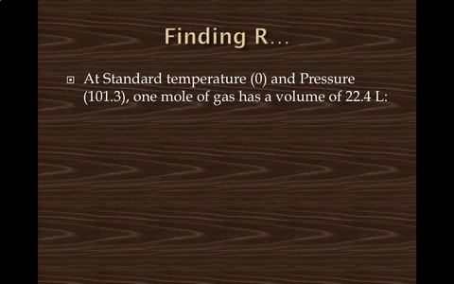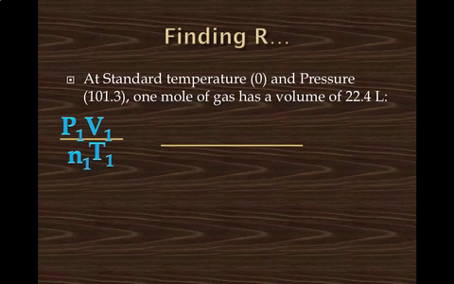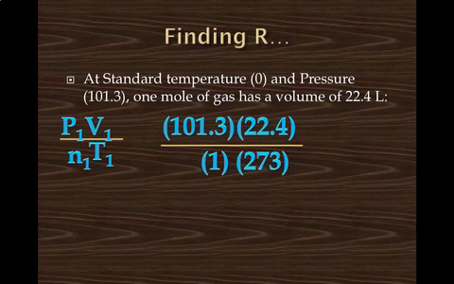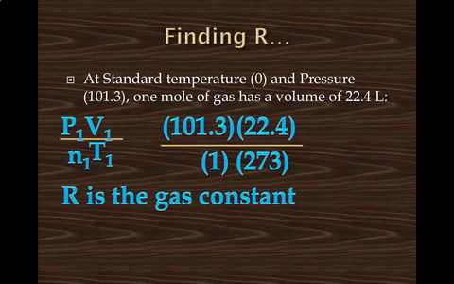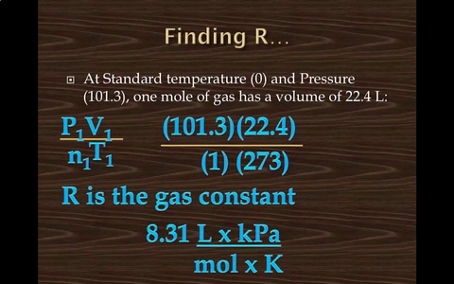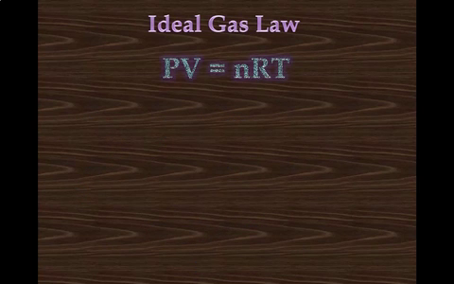So at standard temperature, which is 0 degrees Celsius, and pressure, which is 101.3 kilopascals, 1 mole of gas has a volume of 22.4 liters, which we learned a while back. So if I plug all that in, I get R, which is the gas constant. When I plug in all those scenarios, I get 8.31 as my R, and that's using the units liters times kilopascals per moles and Kelvin. So then we come up with the ideal gas law out of that using that R.